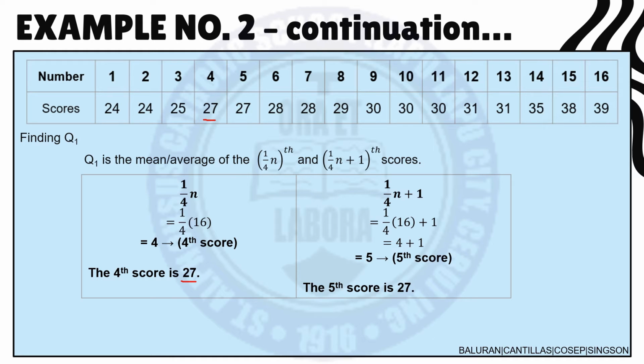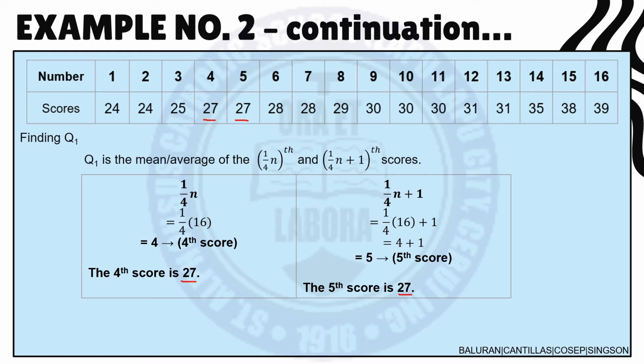Then the second formula, we have 1/4 n plus 1. You multiply first 1/4 and 16. It gives us 4 plus 1. So that is 5. Locate the fifth score, and that is still 27.